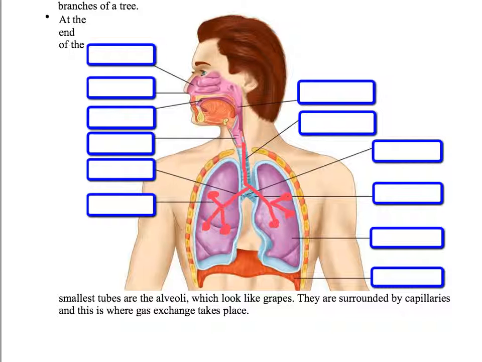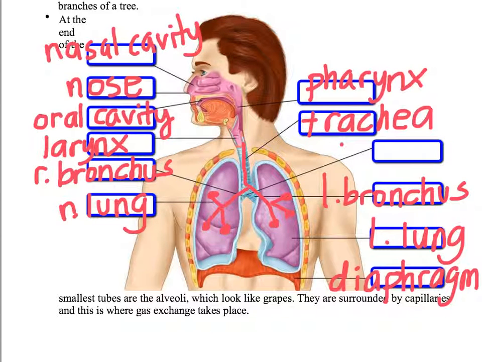But let's fill out this diagram. You can use your textbook, although this is a little bit more detailed than your textbook, so you're responsible for this diagram. So we'll start up here with the nasal cavity and the oral cavity. Cavity is basically, I guess you can say, an opening. So your nose will lead into your nasal cavity. Your oral cavity is your mouth.